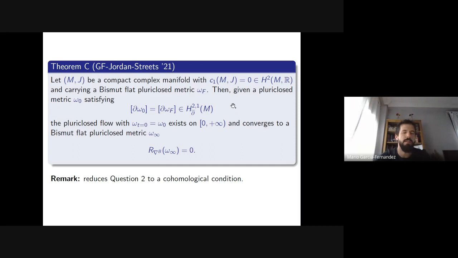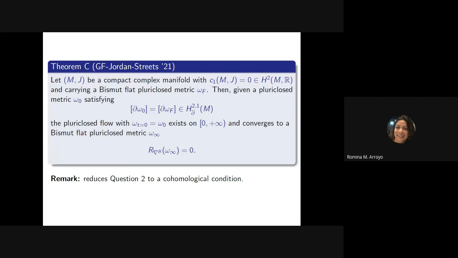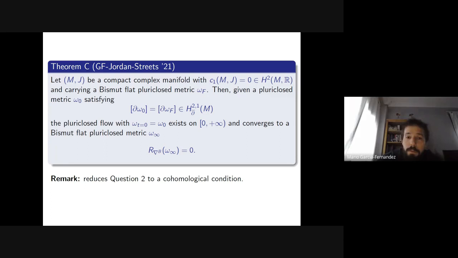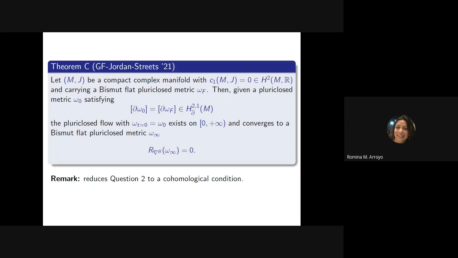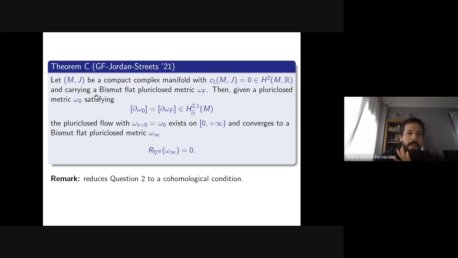Mario? Yeah, sure. Can I ask a question? Is all the curve Bismut flat? All the solutions for every t? No. What I'm assuming is that there is some fixed Bismut flat pluriclosed metric, fixed in the manifold. Then for any other pluriclosed metric, whatever you take, you can choose one and add del plus del bar of a small 1-0 form, and this is going to be another pluriclosed metric. If this condition is satisfied, then the flow converges. But along the flow, you don't have Bismut flat. The Bismut flatness condition is not at the beginning, nor along the flow. It's just at the limit. Okay. Thank you.